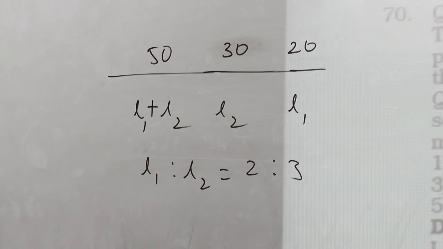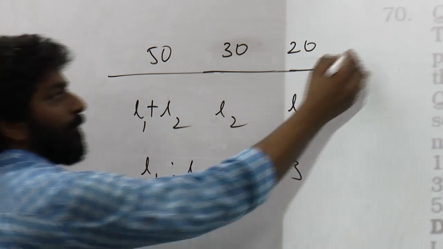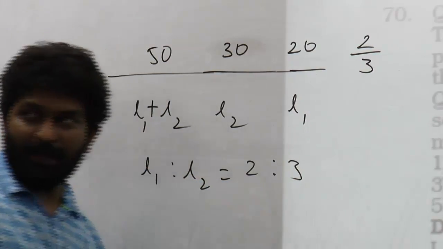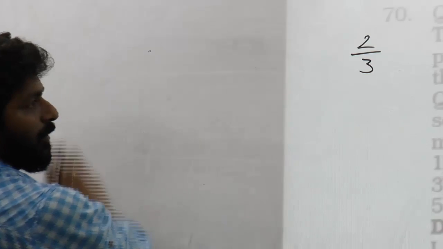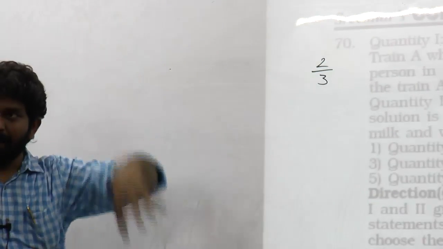So quantity 1 is 2:3, or you can write it as 2/3, A is to B or A by B. Next, quantity 2. The ratio of milk and water in a mixture is 3:7. If the volume of the solution is increased by 20%, so initially how many parts we have? 10 parts. It increases by 20%. So it becomes 12 parts now.